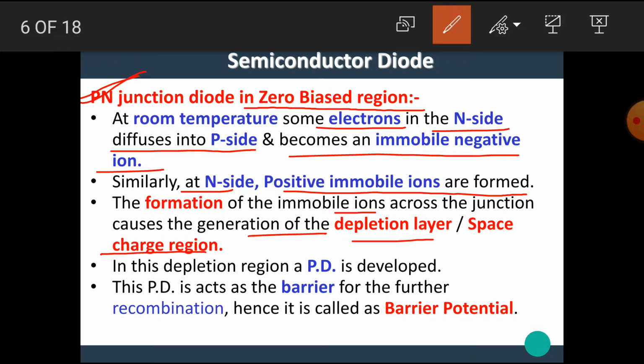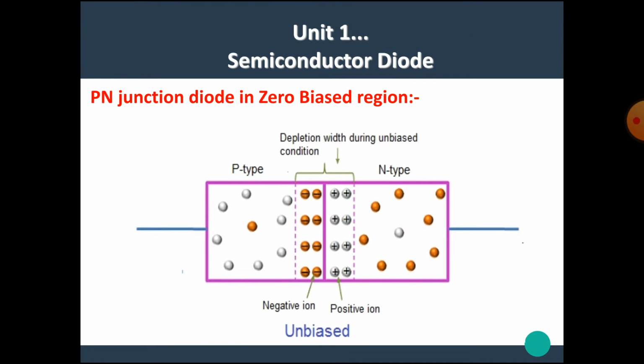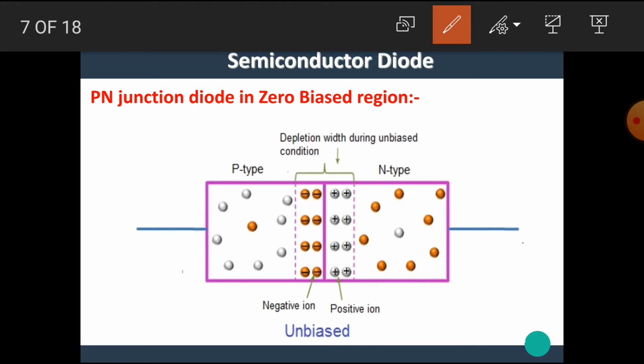In this depletion region, a potential difference is developed. Here, potential difference means voltage. This potential difference, or this voltage, acts as the barrier for the further recombination of electrons and holes. Hence, it is called the barrier potential. Let's see this description on the diagram.